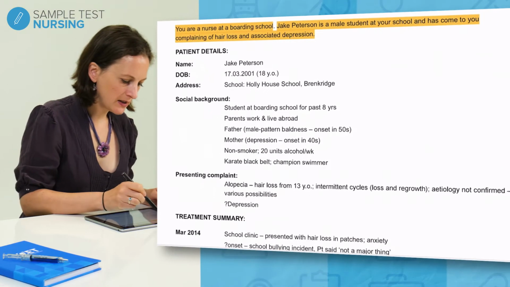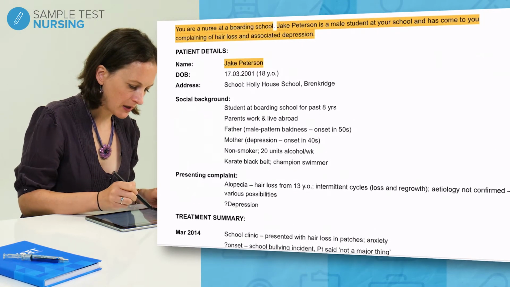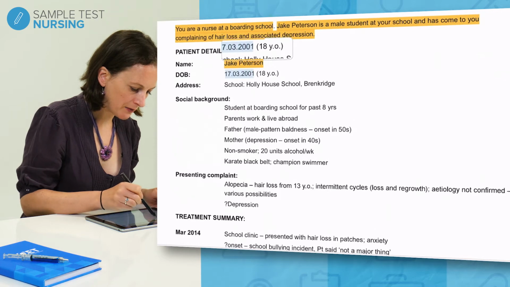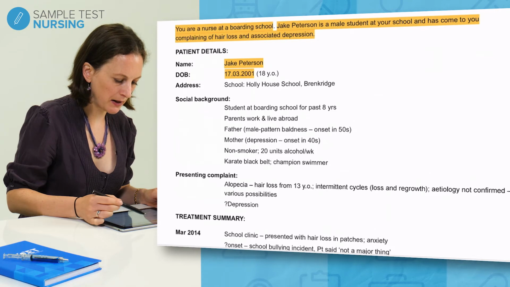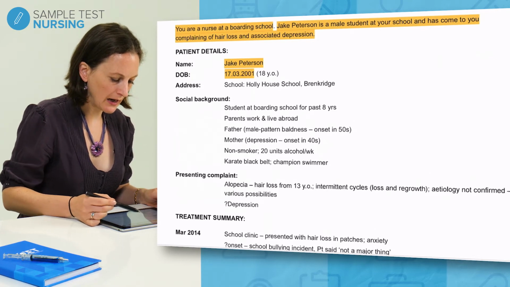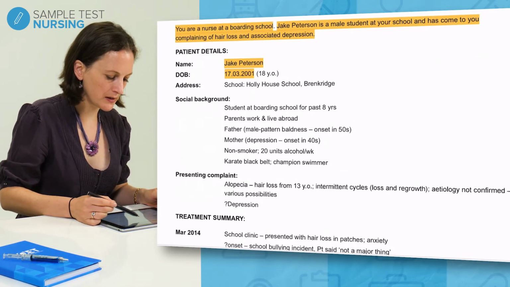In the reading time, you have to make mental notes as you read for your understanding, but I'm going to highlight the notes which I pick out to be relevant so you can see what I'm doing. Jake's name and date of birth are going to be useful to include in the RE line, but his age is not particularly important given that he's about to go to university, and the address of the school is also not something I need to include.